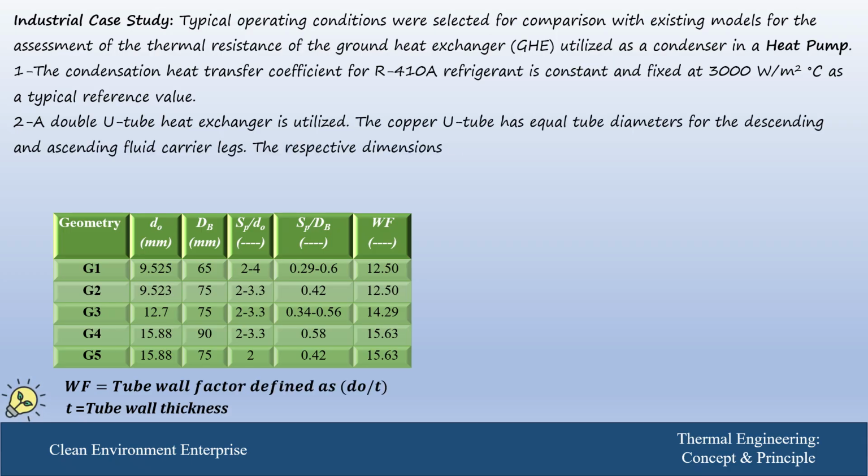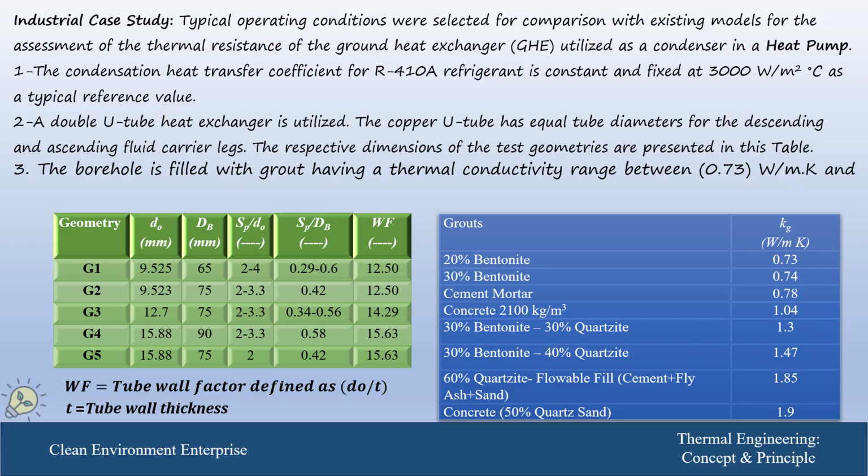We will apply a double U tube made of copper, and both the descending and ascending sides of the tube have the same diameter with different geometries as shown in this table, with WF representing the tube wall factor, which can be obtained by dividing the outside diameter by the thickness of the tube, and T is the thickness of the tube, of course.